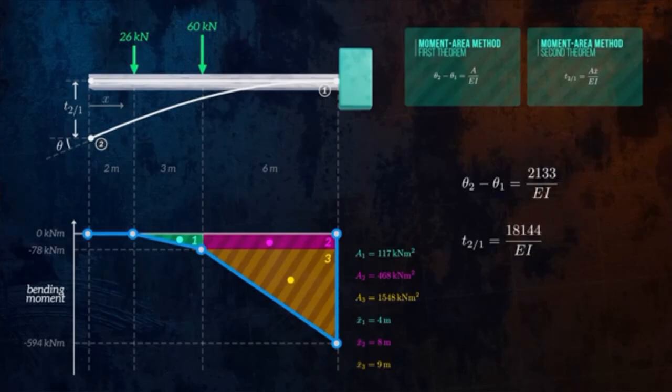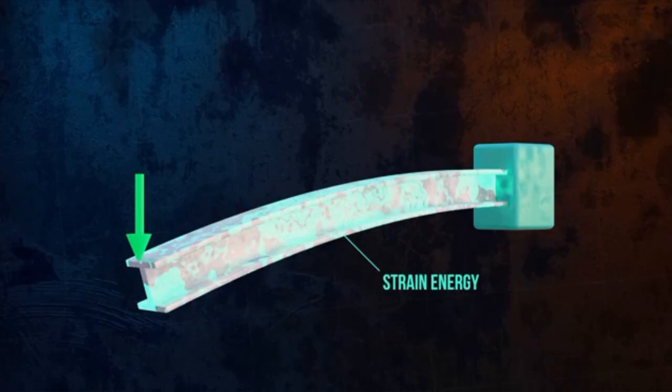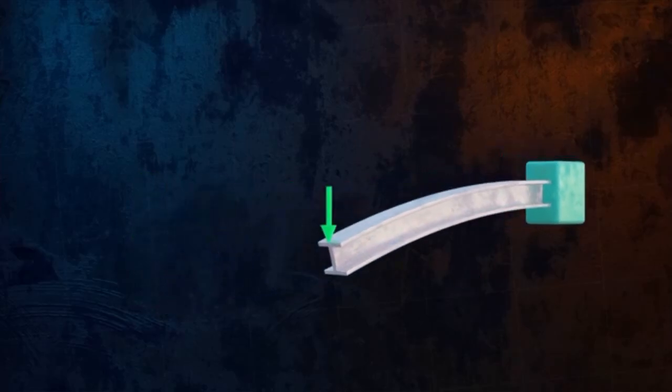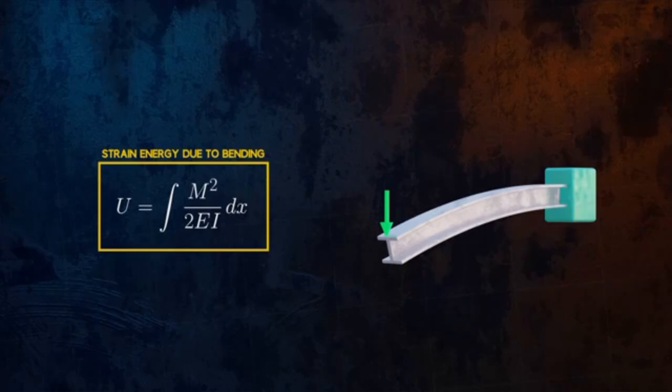There's one last approach to analyzing the deflection of beams that I'd like to cover, which is an energy approach that uses the concept of strain energy. When a body is deformed elastically, energy is stored within it in the form of strain energy. For a beam deformed by bending, the strain energy is a function of the bending moment, and it can be calculated using this equation.